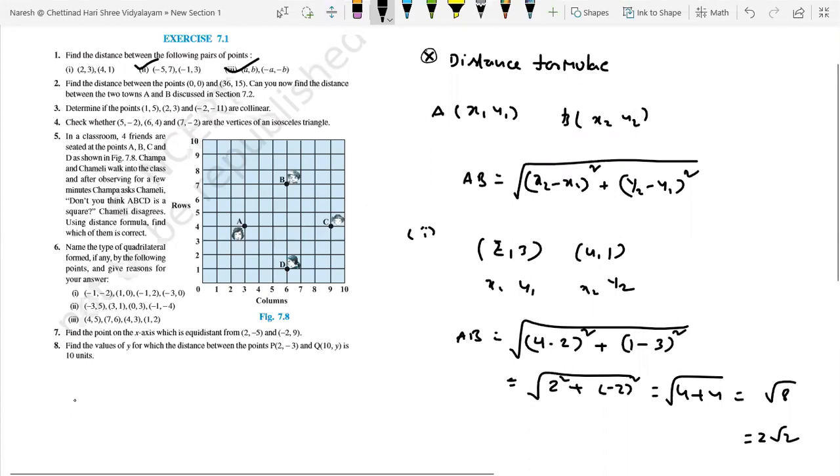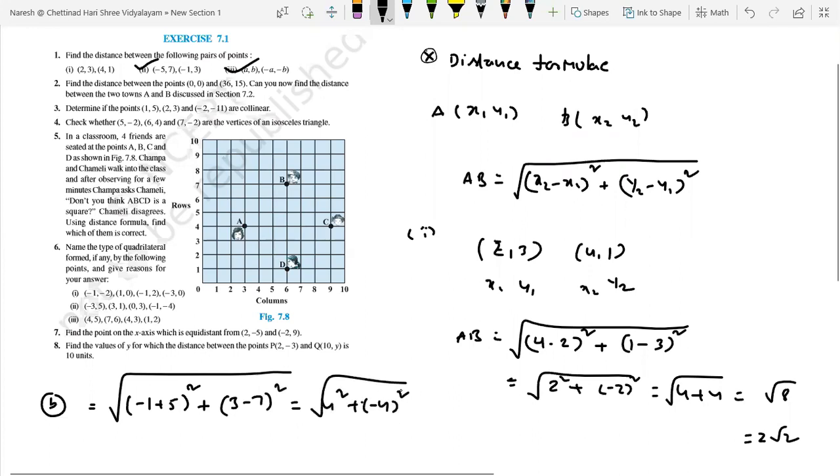When it comes to the second question, what is the answer? Anyone done the question? Root of minus 1 plus 5 whole square plus 3 minus 7 whole square. This will be 4 square plus minus 4 whole square, root 32. Then I can write it as 4 root 2. Got the second question answer also the same? Yes, sir. Got it, sir.